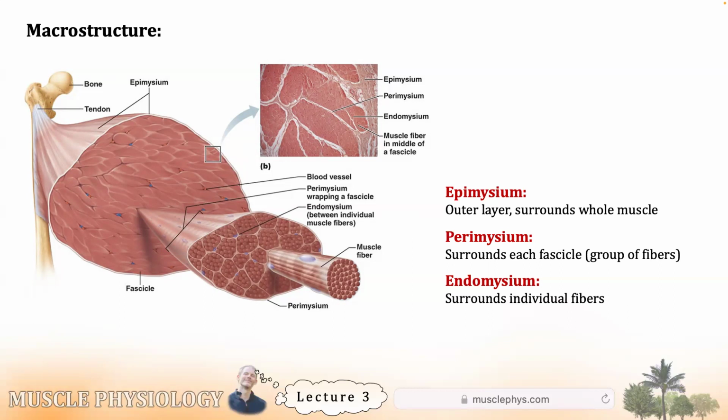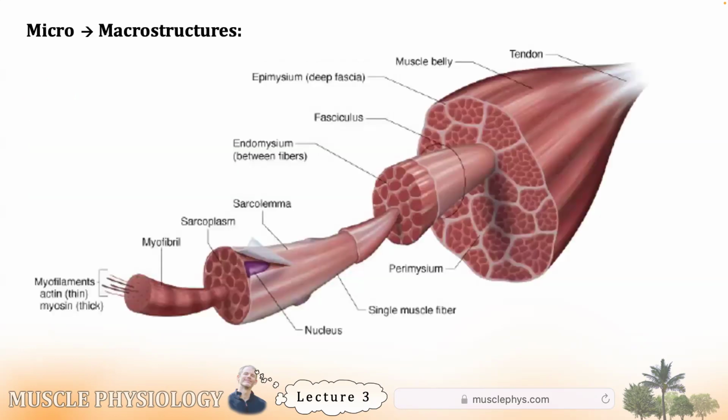So from the outside in, from the whole muscle to the fascicle, to the fiber, going from the outside in, it's the epi, peri, endo. Epimysium, perimysium, endomysium. Epi, peri, endo.